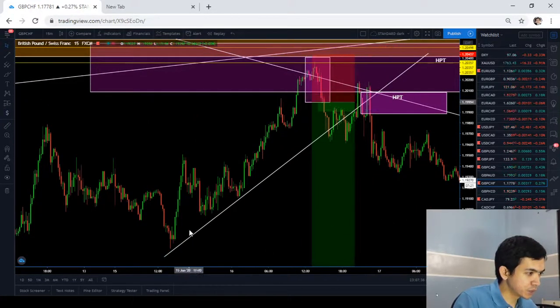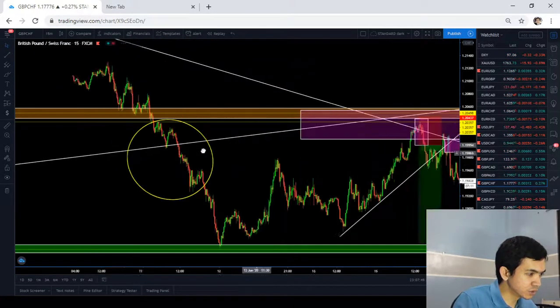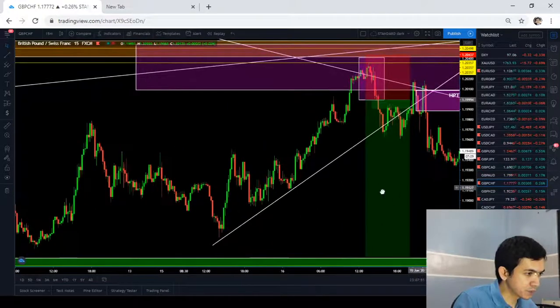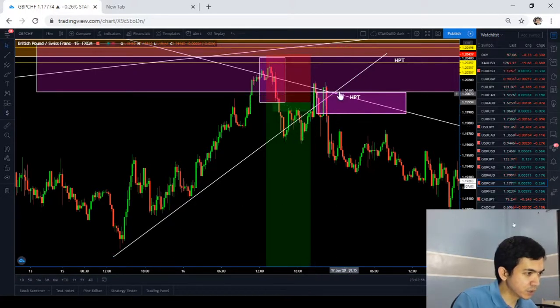Diba? Ito yung counter trend and break. Meron tayong structure na what? Ito. Key resistance level or zone. Diba? And then there's a break here. And even a break here. So I didn't take the trade here. I'm waiting for it to react to this HPT zone sa 50 minutes.